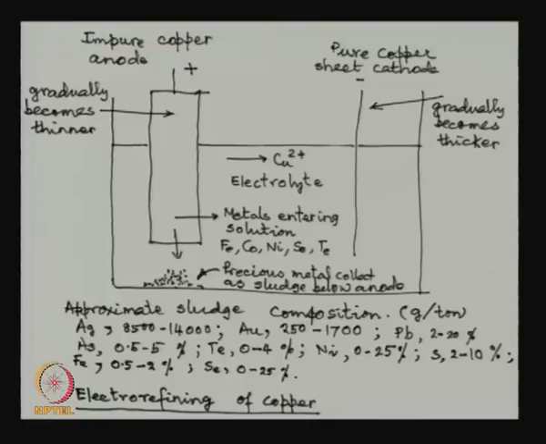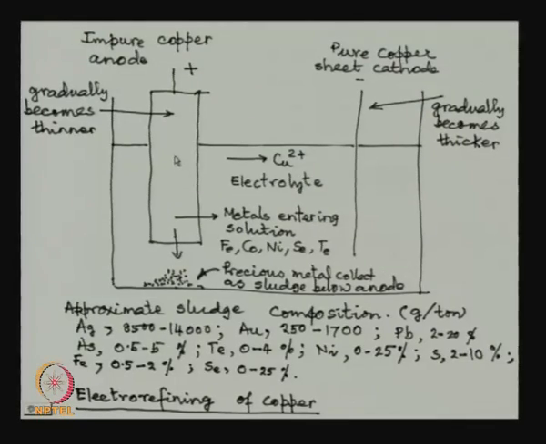Now, the scheme is simple. The impure copper will be made into a thick anode, and there is a pure copper sheet cathode. We have the electrolyte with copper ions in that. As electrorefining starts, copper will dissolve from the anode and it will get deposited on the cathode, using glue and other additives to make sure that the deposit is very coherent. So, this gradually becomes thinner, this gradually becomes thicker.